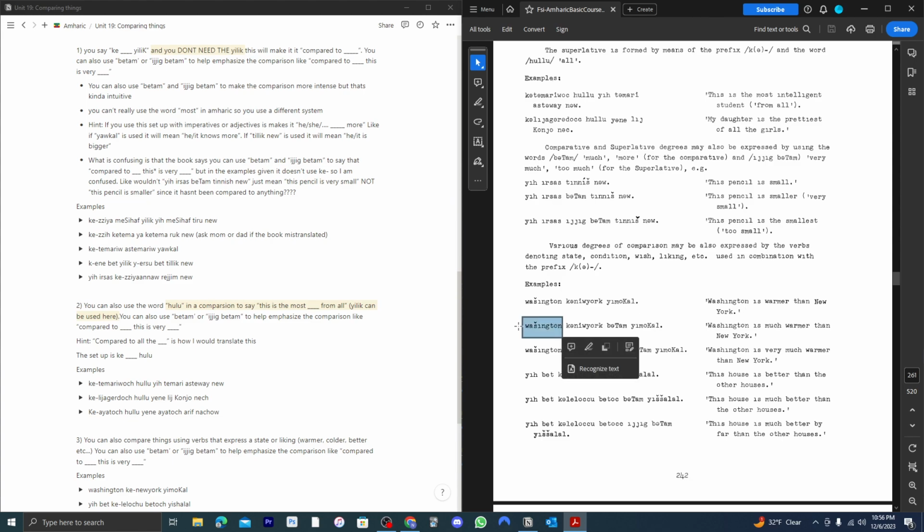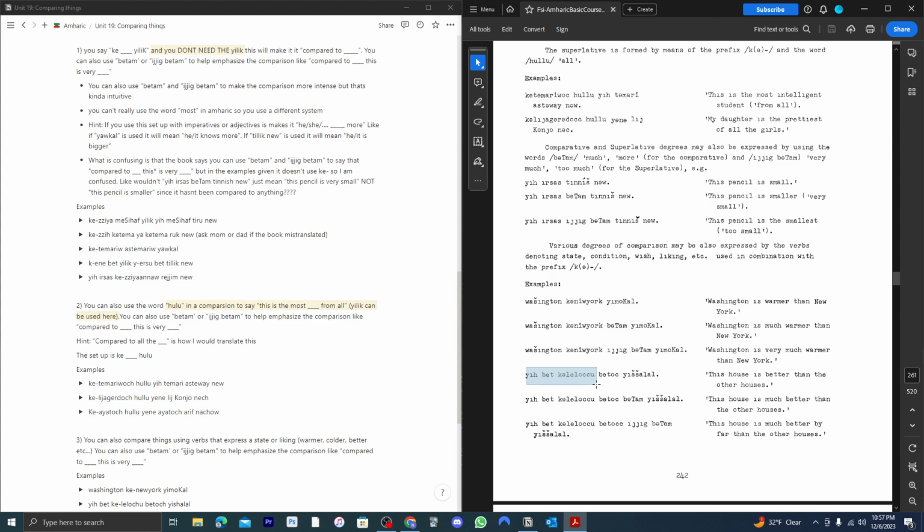Washington ka New York but yimokal. Washington compared to New York is much hotter, right? Washington ka New York ijig but. So this has been like a meme going around where you ask ChatGPT to make even more intense versions of drawings and stuff. So it's kind of funny that the textbook, at least to me, is going from Batam to Ijig, but Washington is much hotter than New York. Yeah, it's very much warmer than New York.